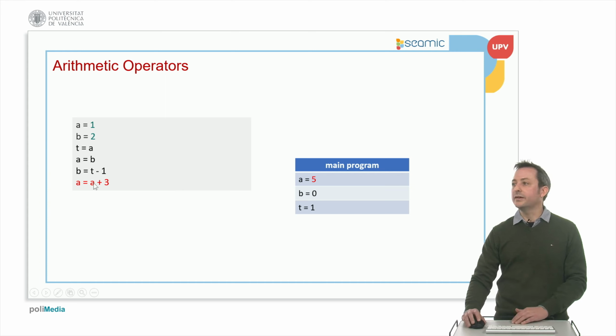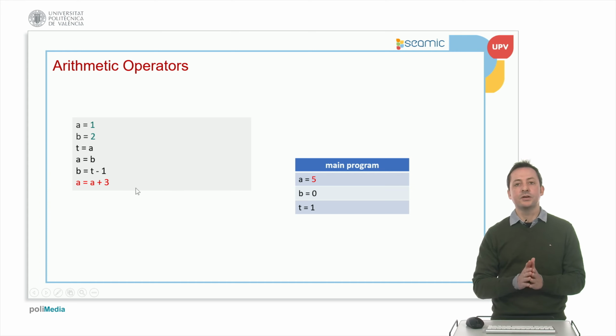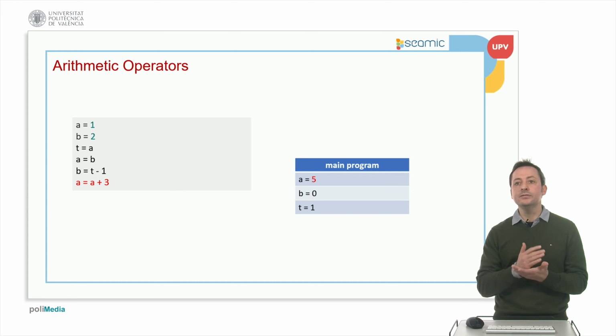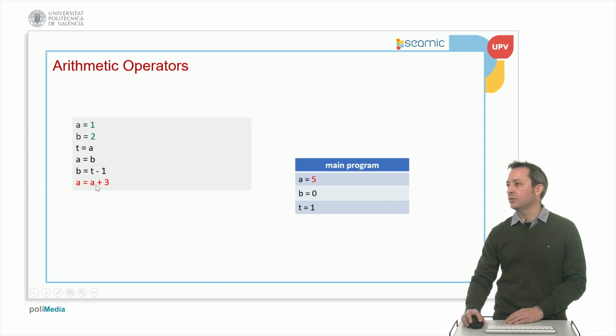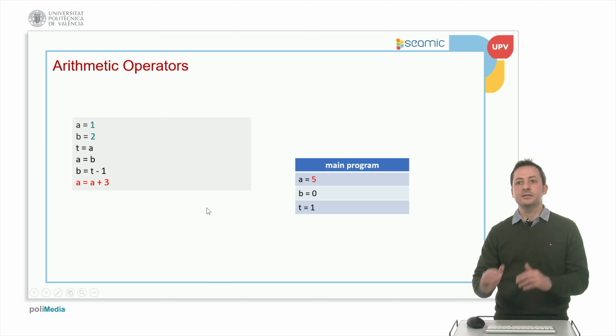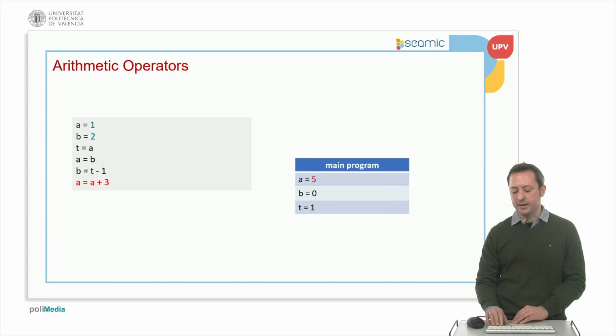So if here, after this instruction, we put some print of the value of a, it will show 5, since this is the current value at this point. If we print the value of b, it will show 0, and if we print the value of t, it will show 1. These are some instructions in order to perform expressions and assignments of variables.